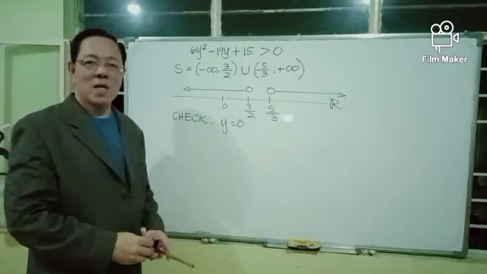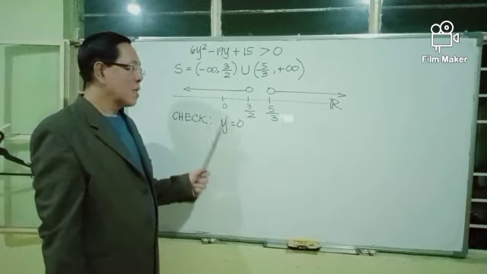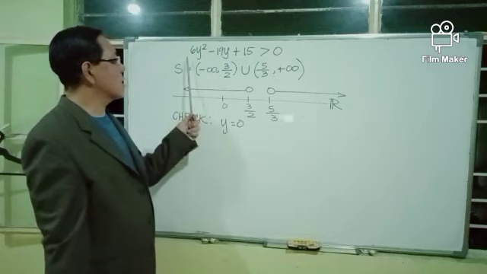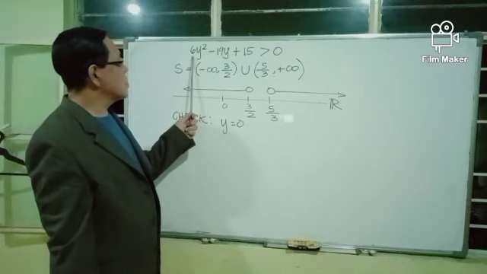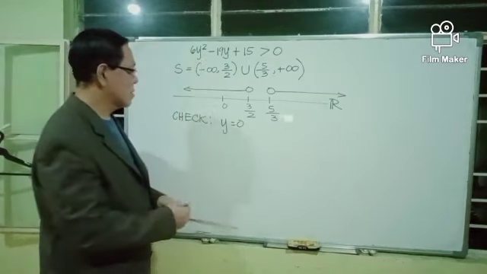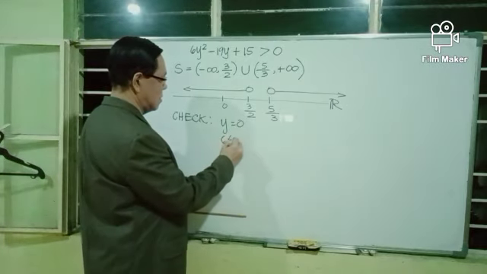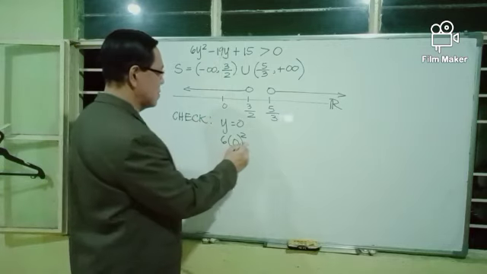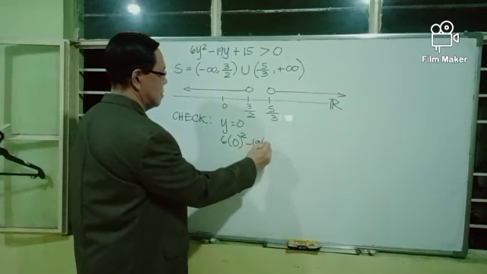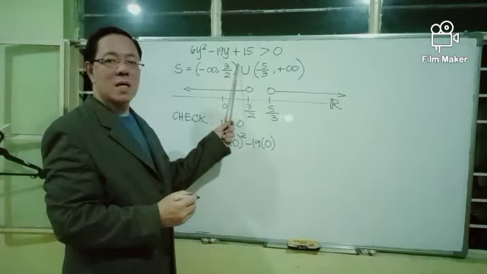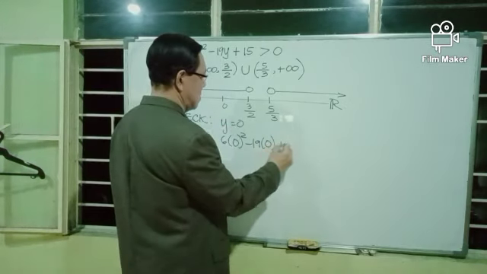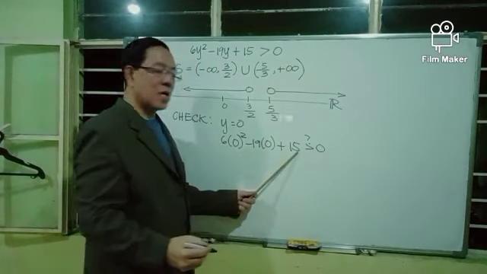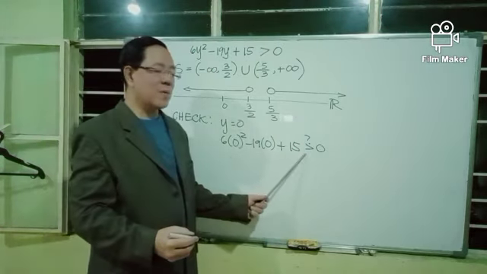Our variable is y, so I will let y equals 0. And 0 is less than 3 over 2. We substitute y equals 0 in the quadratic expression. We have 6 times 0 squared, minus 19 times 0, plus 15. And we want to check if this will give us a number greater than 0.